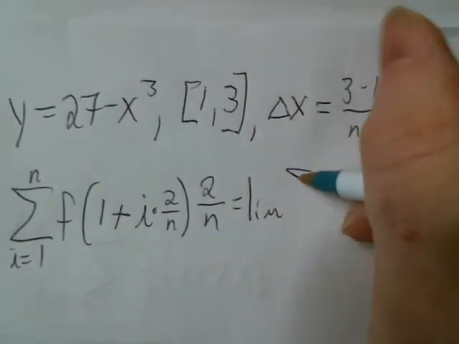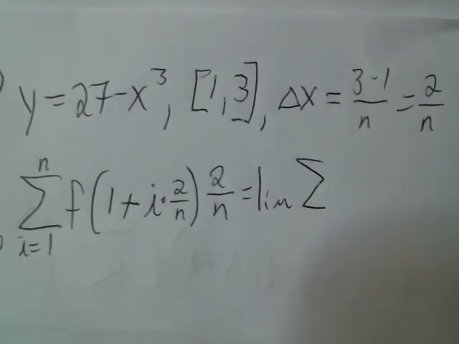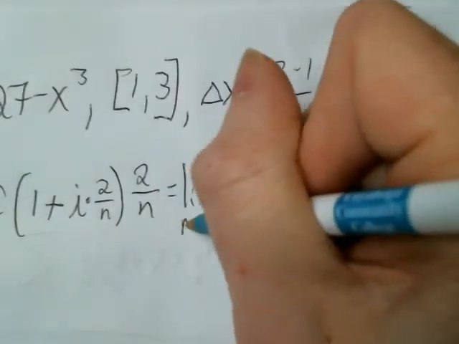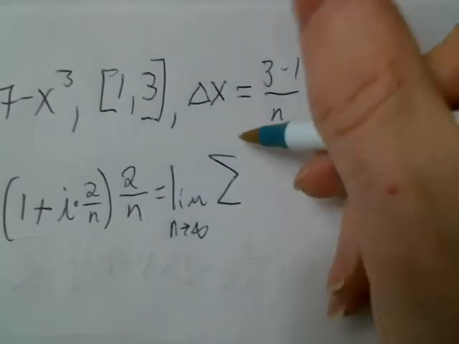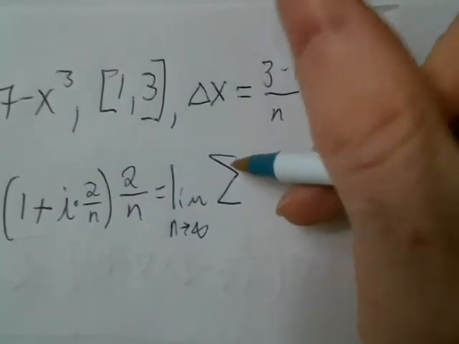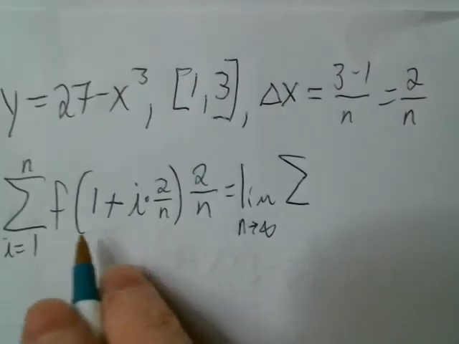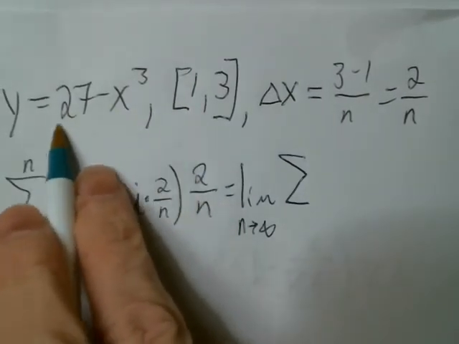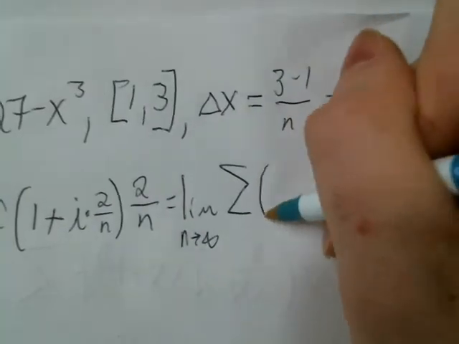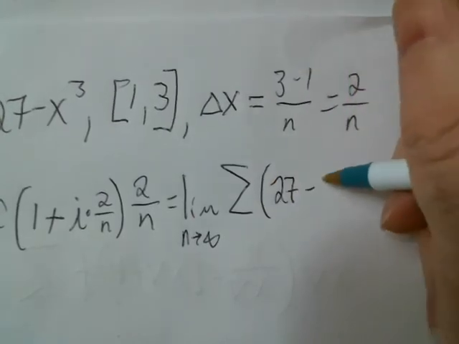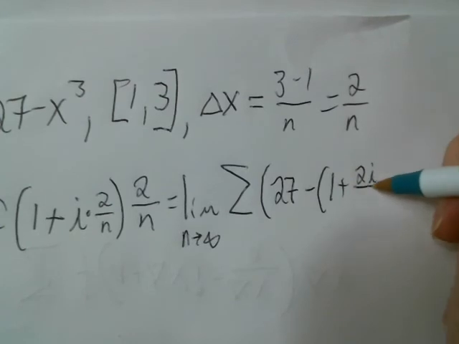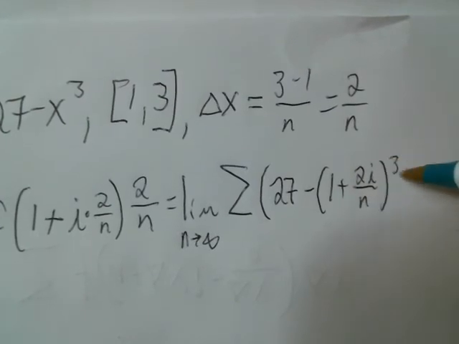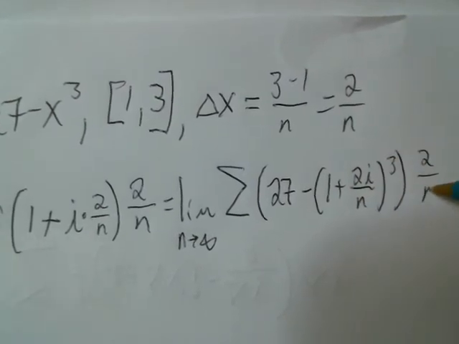As soon as you start doing this, you know you're in for the ride of your life. You make one little mistake and you're out of luck. All right, so anyways, what do we have? F of this thing, so you have to take this thing and plug it into this thing here. So it's going to be 1 plus 2i over n, cubed, minus 1, and then times 2 over n.